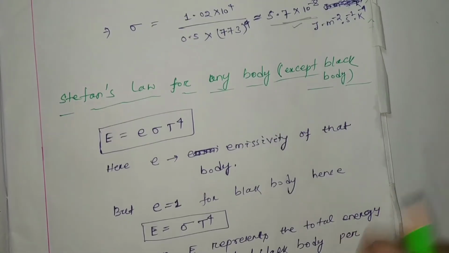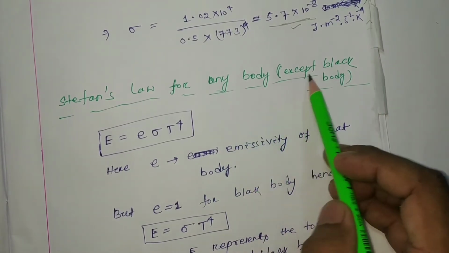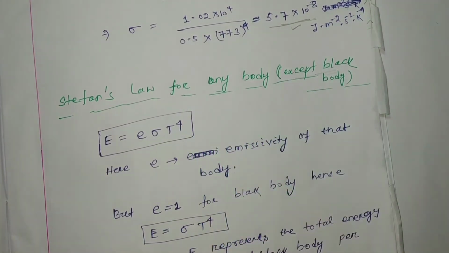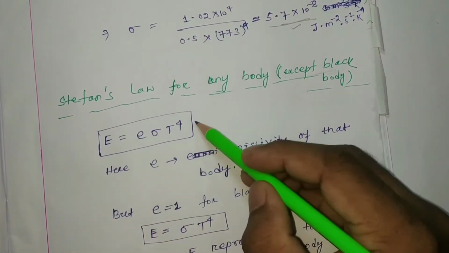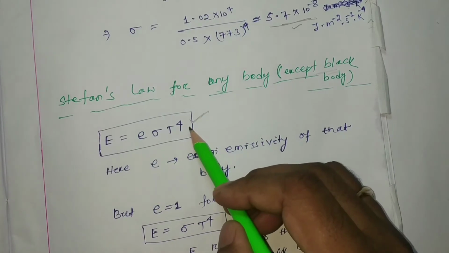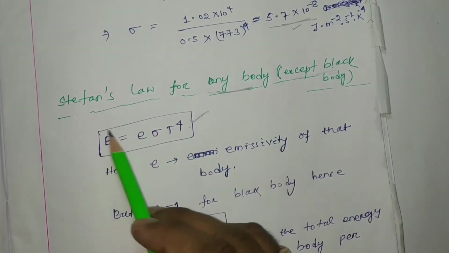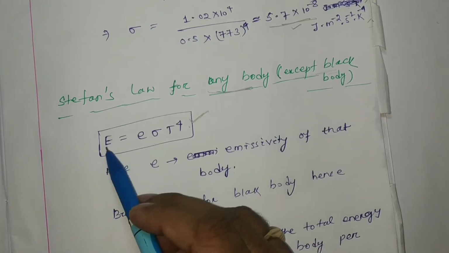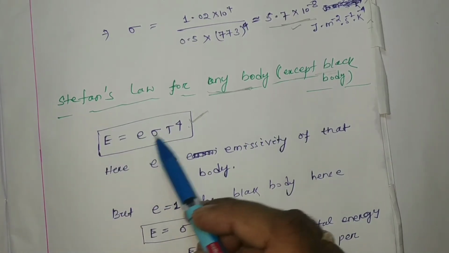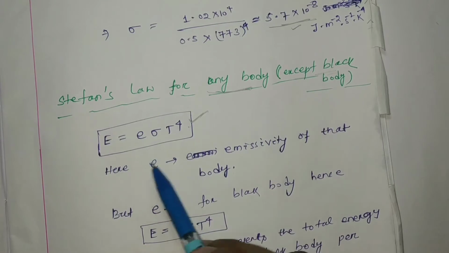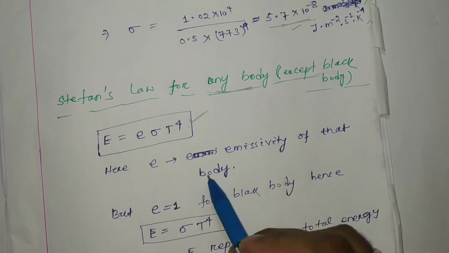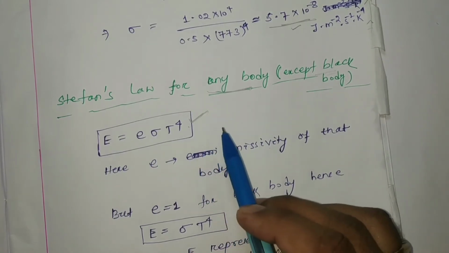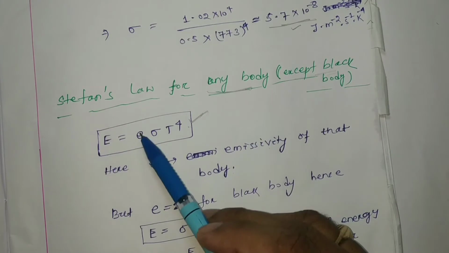Okay, now we have to discuss, if instead of a black body, any body except black body is considered, then what is Stefan's law? Here I directly write the mathematical expression for any body. It will be E equal to small e sigma T to the power 4. Here small e is nothing but the emissivity of that body, whatever body we consider except black body.